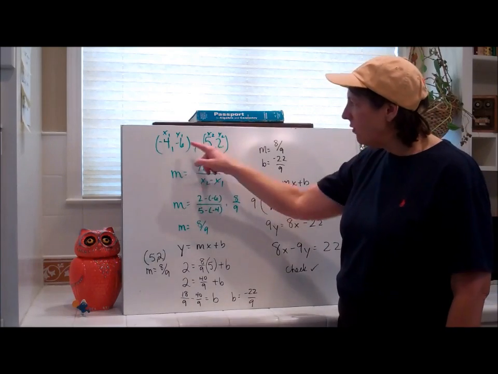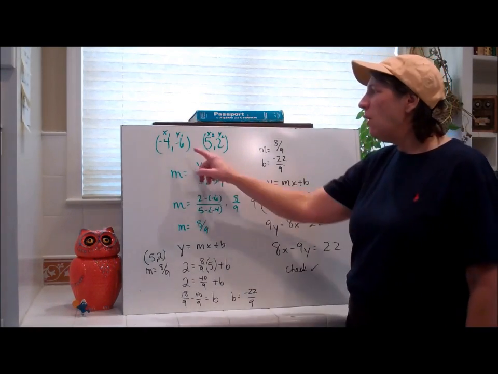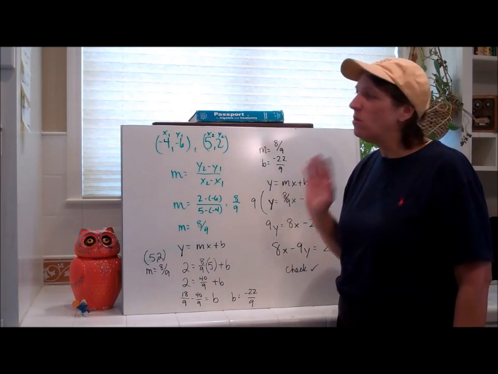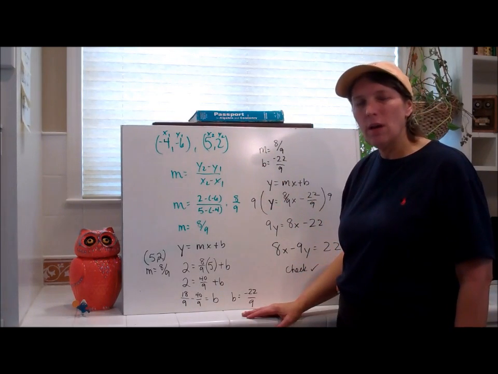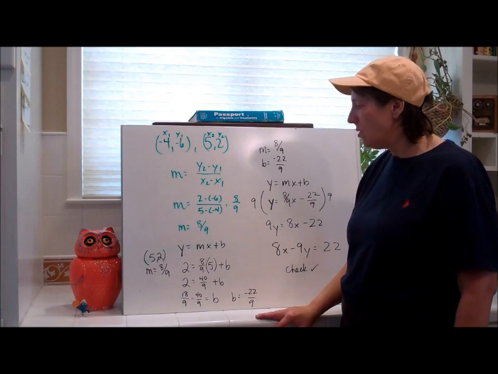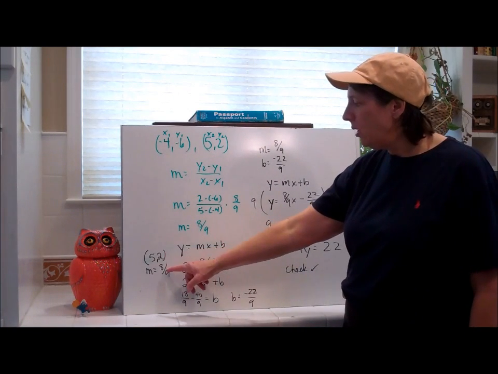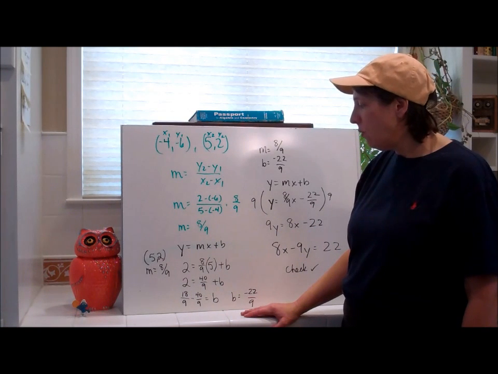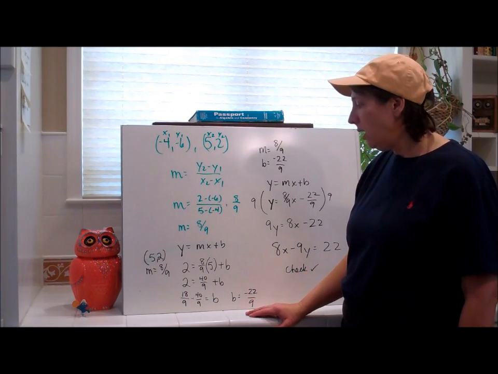So I pick one of these 2 points. You know what? These are both negative. I'm choosing to pick the point 5, 2. It doesn't matter. You'll get the correct answer whichever point you use. So I'm going to plug in the point and the slope into y equals mx plus b form, slope-intercept form, in order to solve for b.